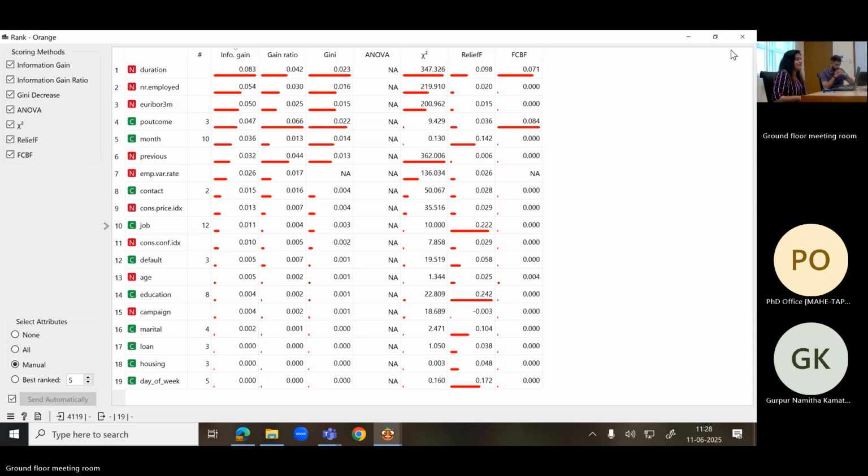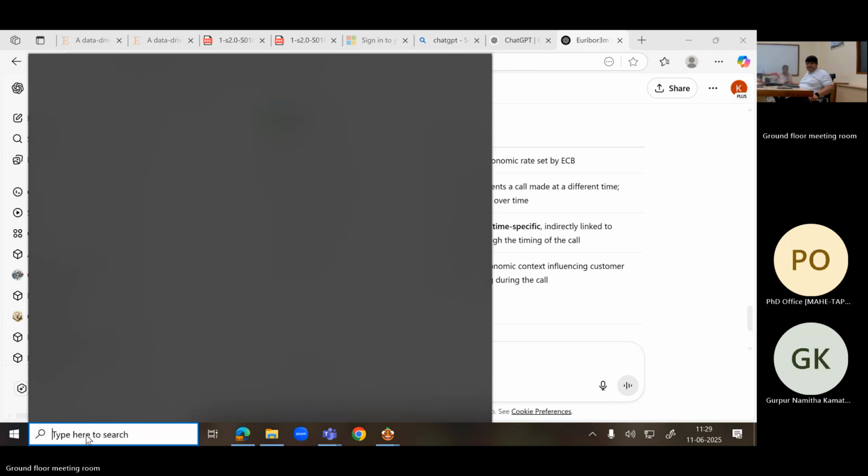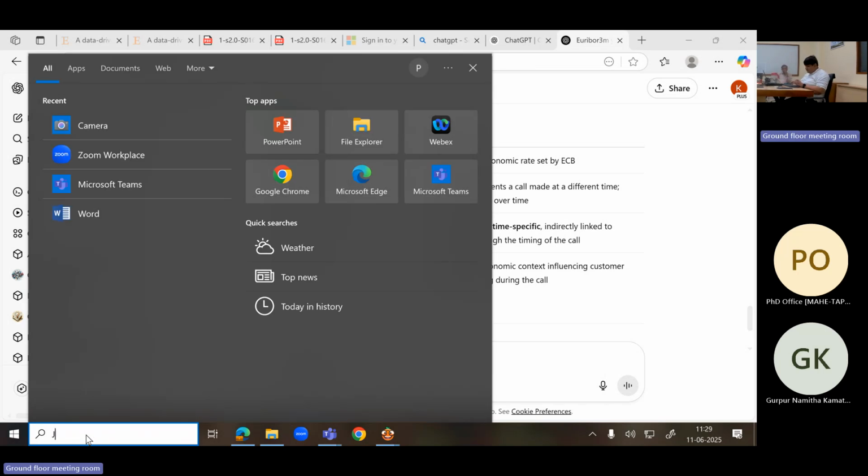Okay. Now, let's see. Now that I have downloaded that, imported that data set, let me open JASP. So JASP, it's easy for you to understand.